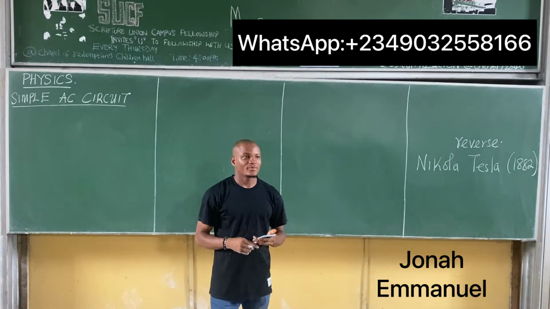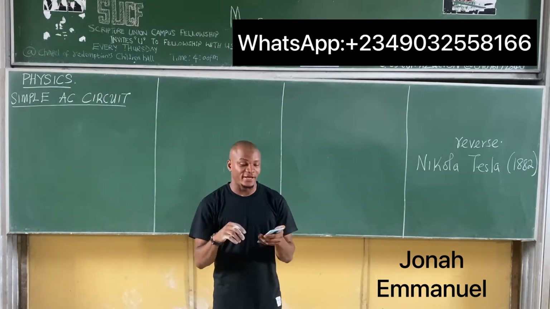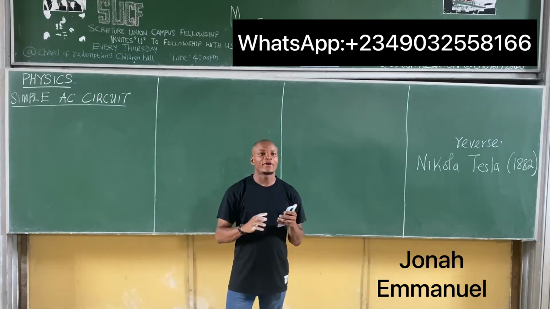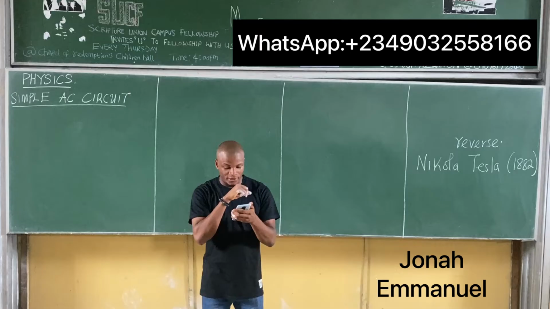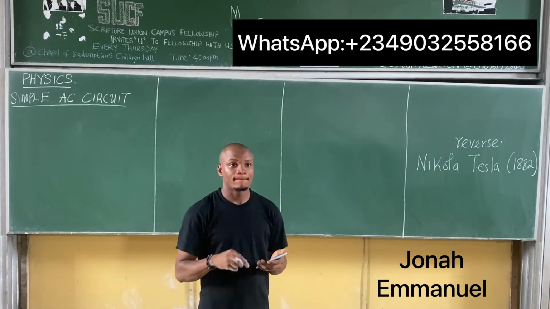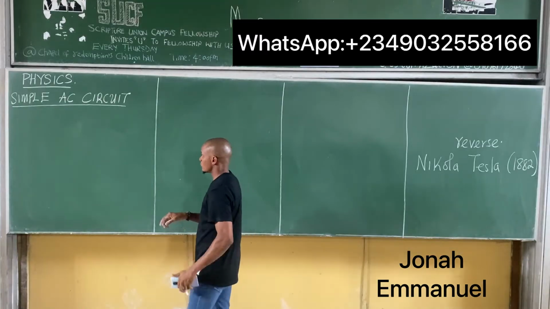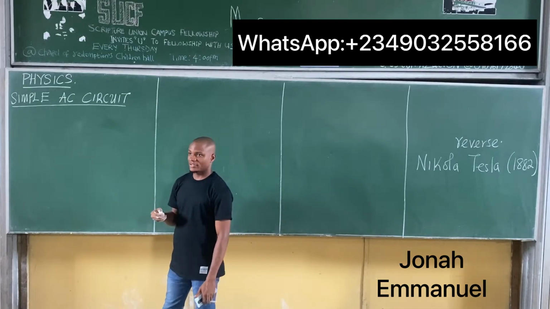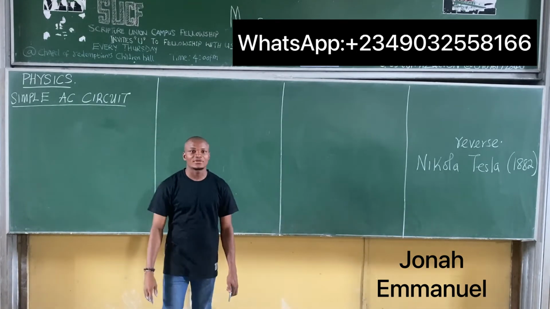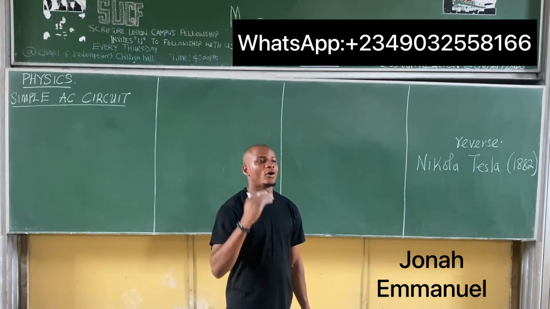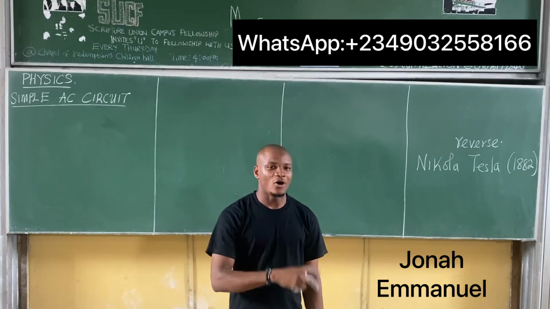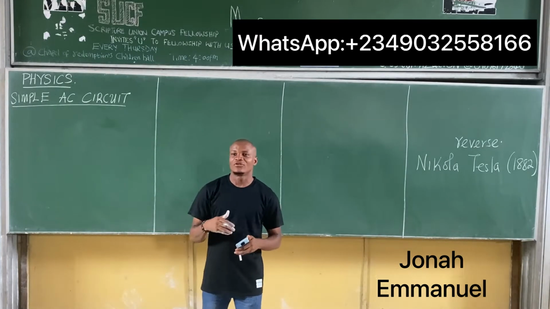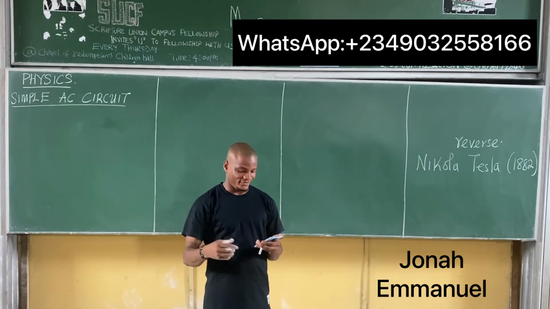A circuit is the path provided for the flow of electric current. Hence, an AC circuit is the path provided for the flow of alternating current. That's AC. Full stop.